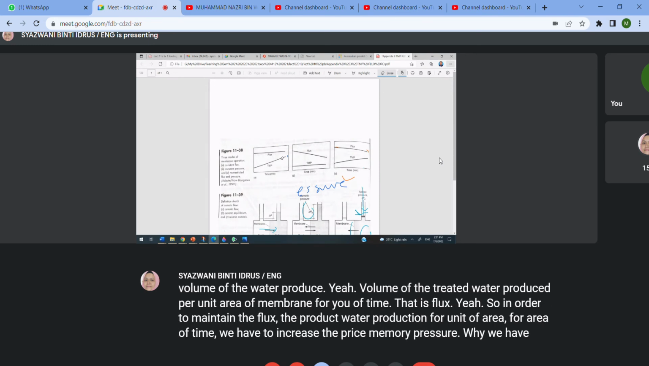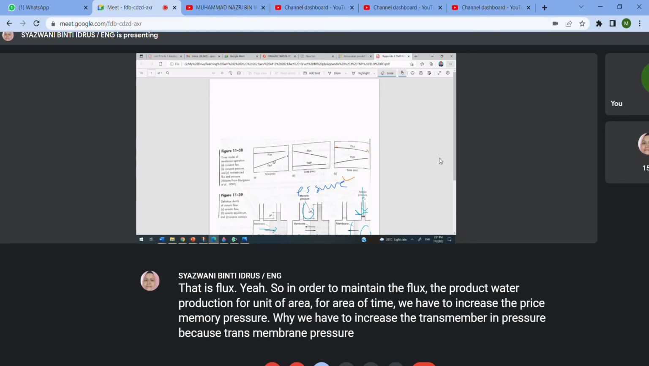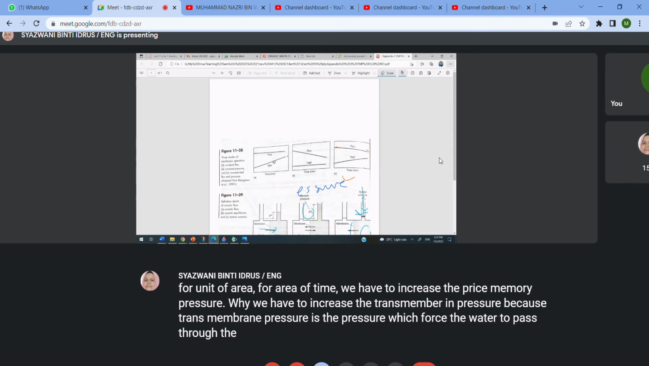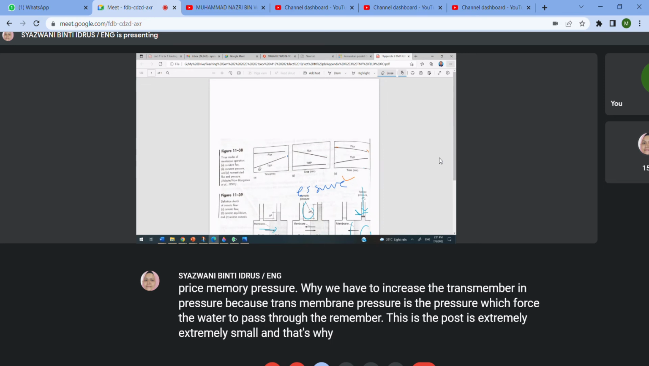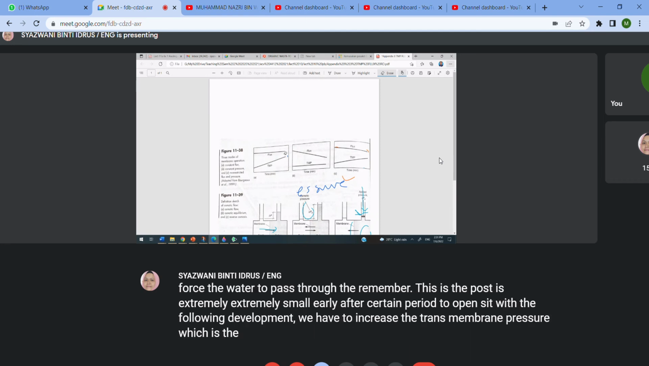Why do we have to increase the transmembrane pressure? Because transmembrane pressure is the pressure which forces the water to pass through the membrane, since the pores are extremely small. That's why, after a certain period, to compensate for the fouling development, we have to increase the transmembrane pressure, which is the TMP.